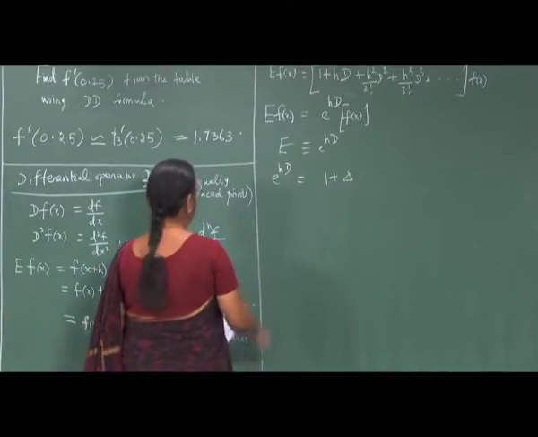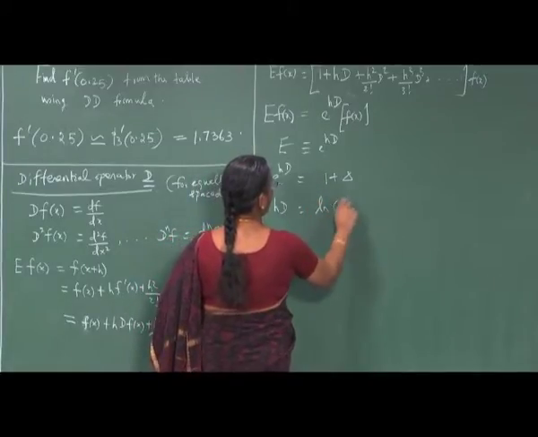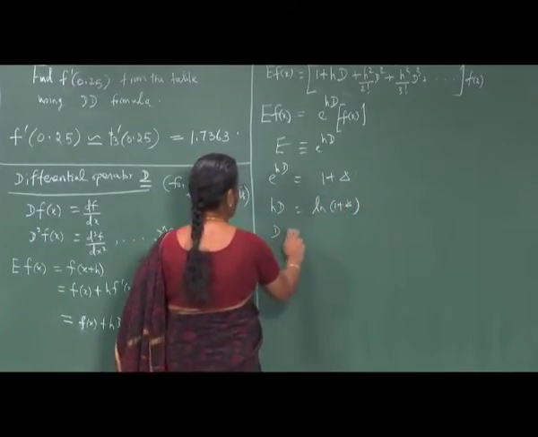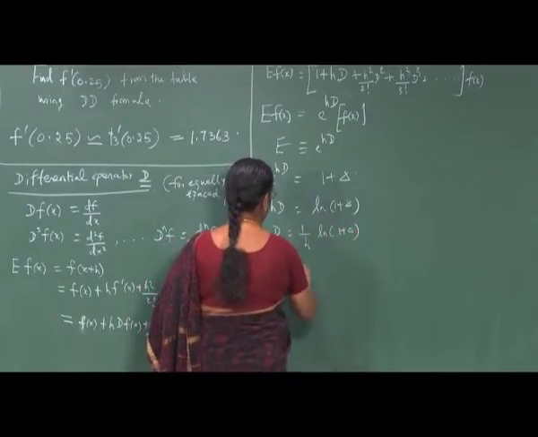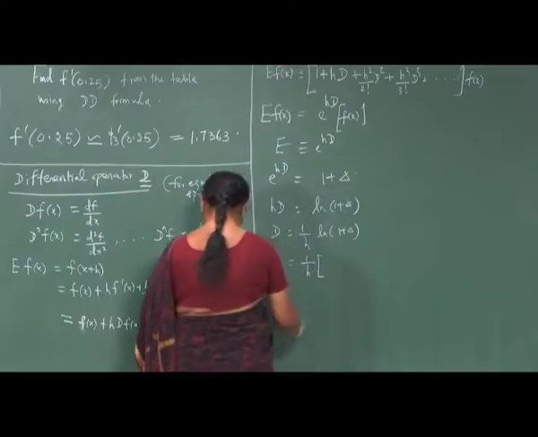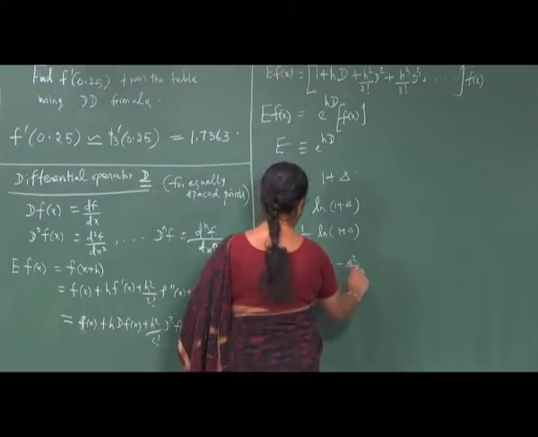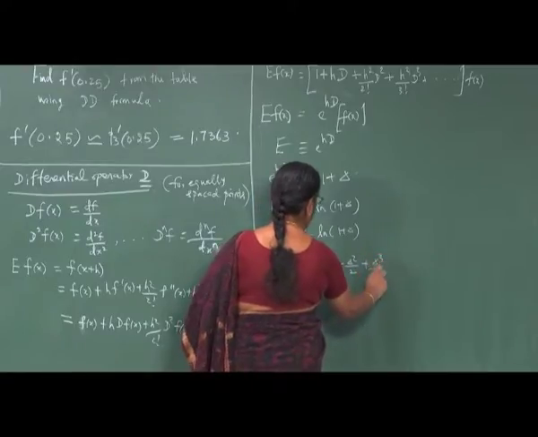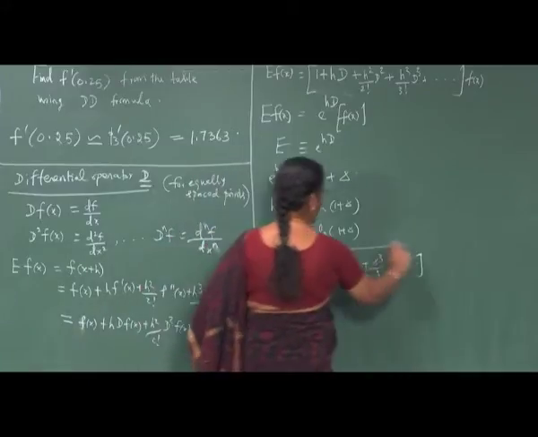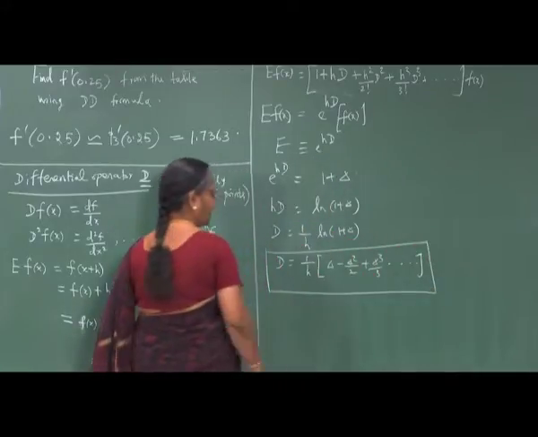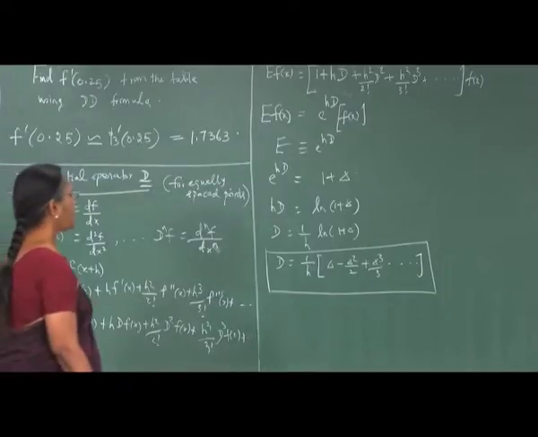So, we have hD equal to log(1 + Δ). So, D is (1/h) log(1 + Δ). So, it is (1/h)(Δ − Δ²/2 + Δ³/3 and so on). So, that is the derivative operator in terms of the forward difference operator.